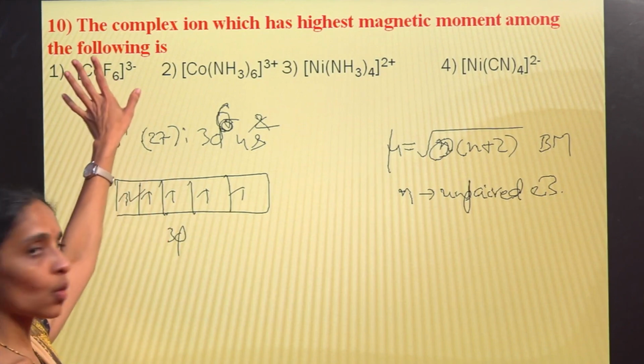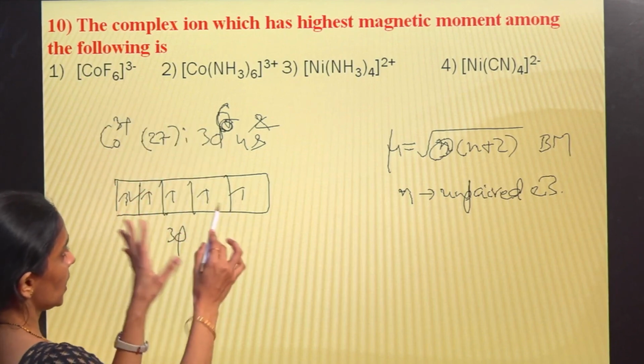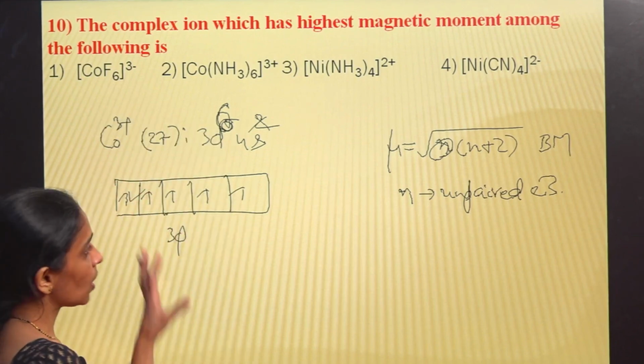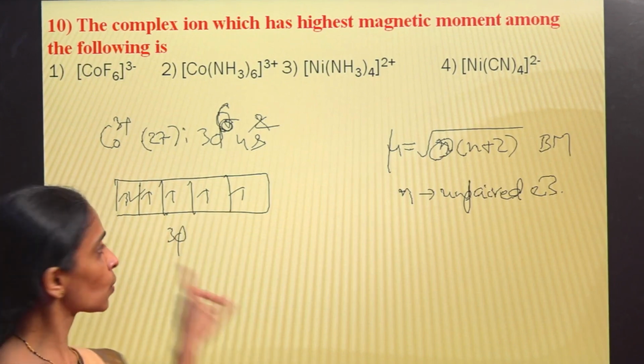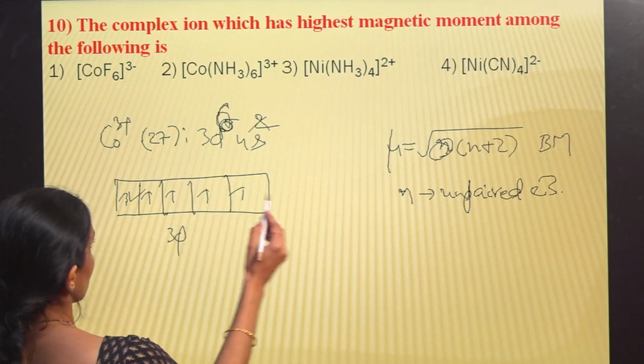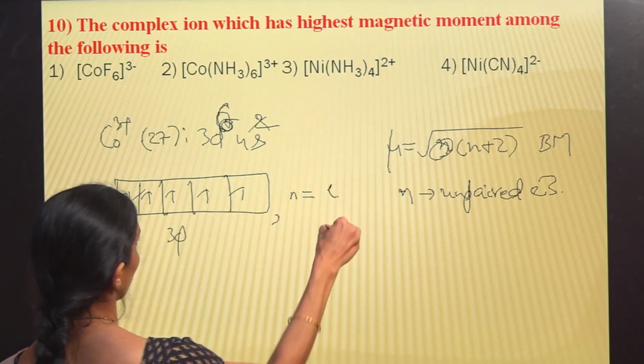Because fluoride is a weak ligand, it doesn't cause pairing. So electrons remain like this, pairing doesn't happen. They don't go against Hund's rule. So what is the number of unpaired electrons? It is nothing but 4.